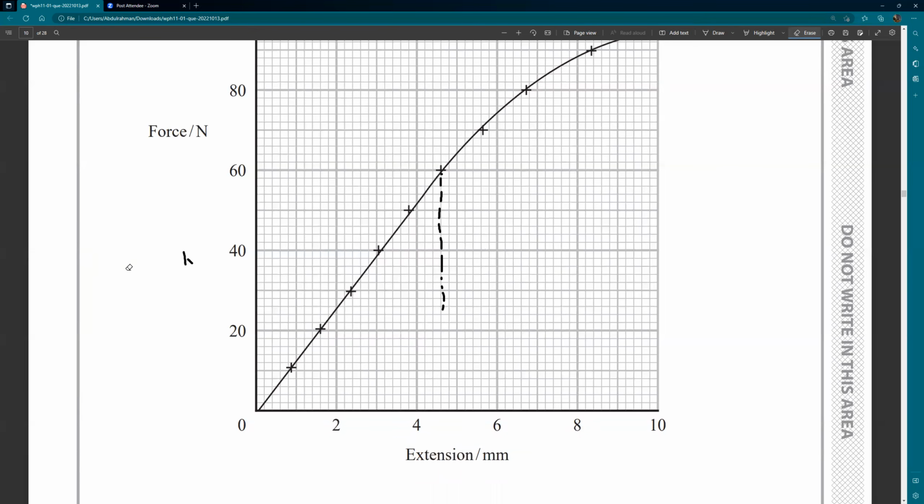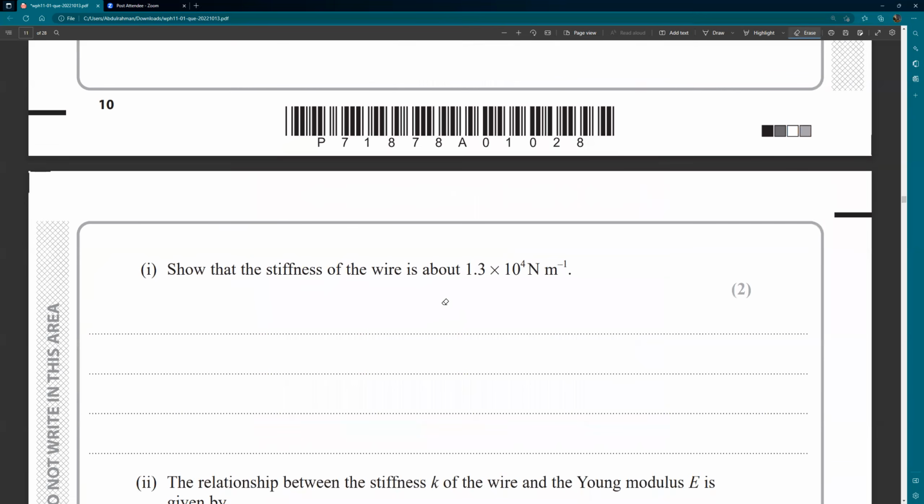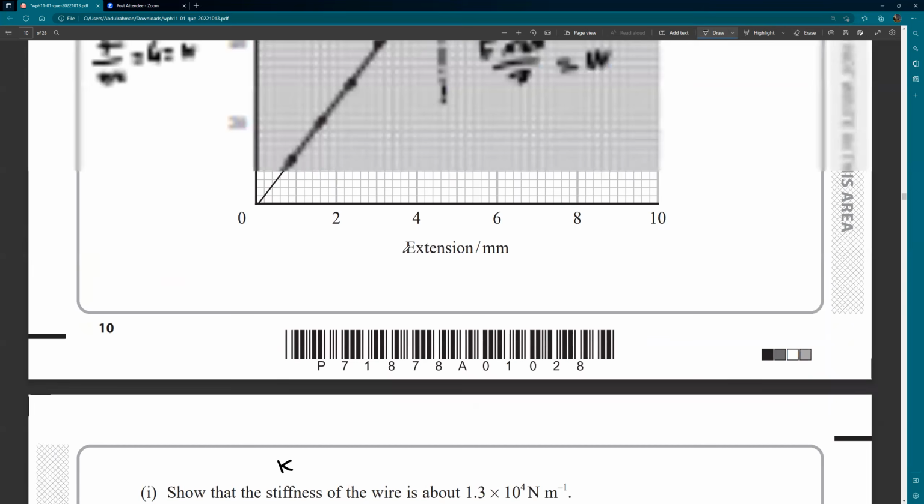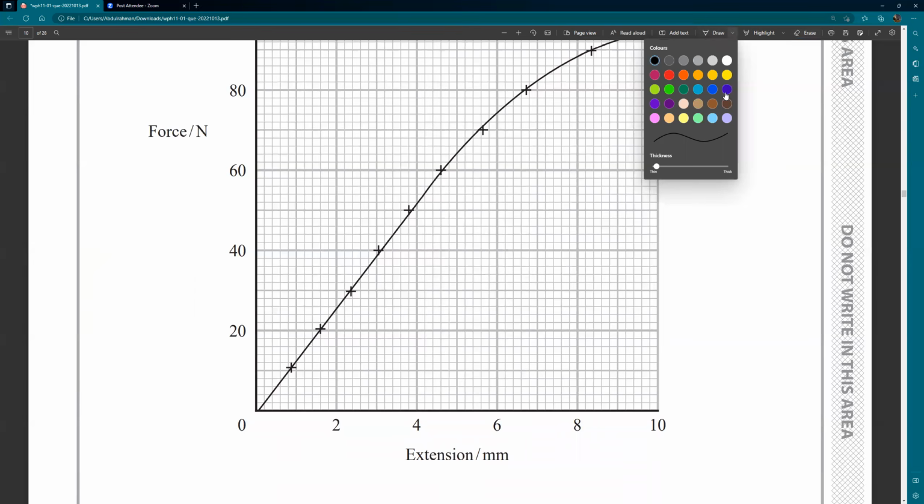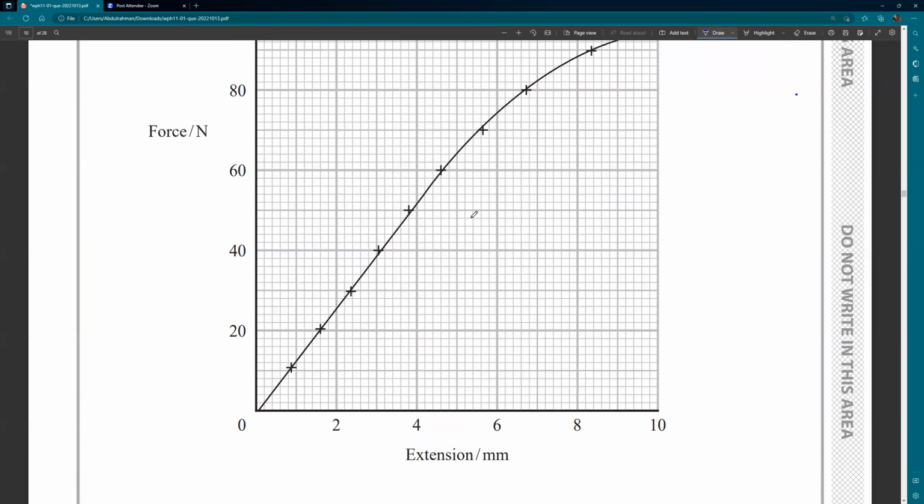So let's see, what are we going to have to do for this question? Show that the stiffness of the wire is 1.3. Stiffness is the same as spring constant K. So we want to work out the gradient. So let's pick some points. This looks like a good point. Maybe this looks like a good point. So I picked these 2 points. You could pick whatever 2 points.